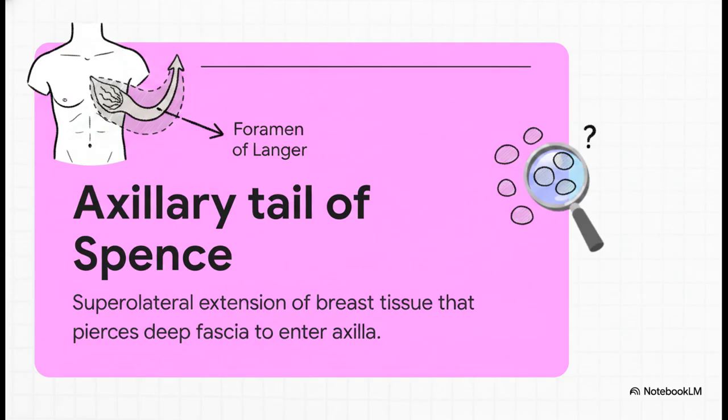So why does this matter to us? Because a surprisingly high percentage of breast tumors occur right here in this hidden tail. Understanding this little structural quirk is absolutely crucial for any physical exam.